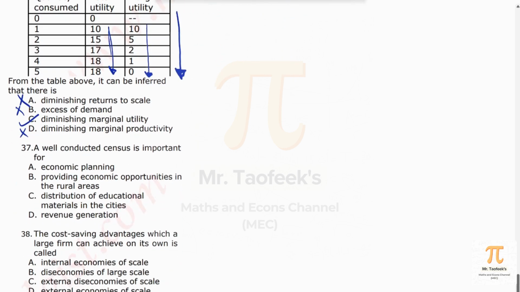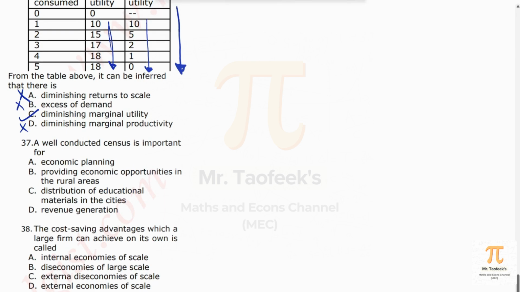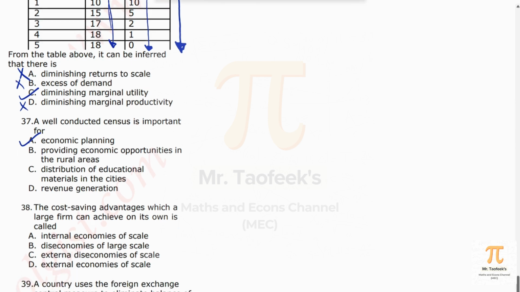Number 37. A well-conducted census is important for A, economic planning, B, providing economic opportunities in rural areas, C, distribution of educational materials in cities, D, revenue generation. The answer is A, economic planning. With an accurate census of the number of people in the country, we can definitely know how many people we have, what policies we can make, and so many other benefits. And I want to argue that providing economic opportunities, well, yeah, but that's not really the primary importance of a census. Economic planning, from government spending to revenue generation to allocation of budgets, is where census has a lot of impact.